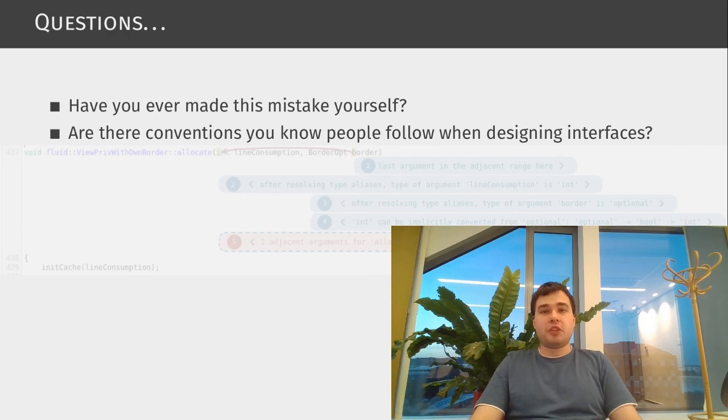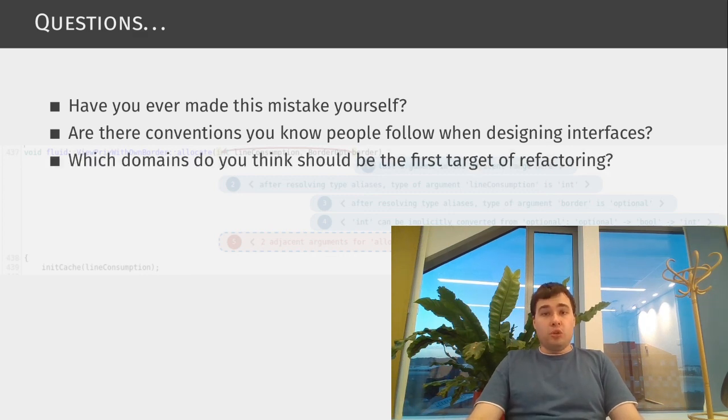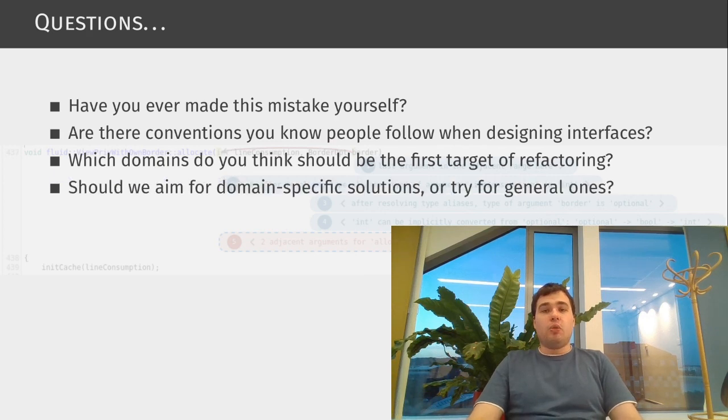So the first question towards a bit more of future work. Are there any conventions you know of that people might abide to when designing their libraries? Also, what do you think? What are the first domains that we should shoot for and try to fix with regards to this type safety? Or maybe it's a general solution that we should strive for and not a domain-specific one?